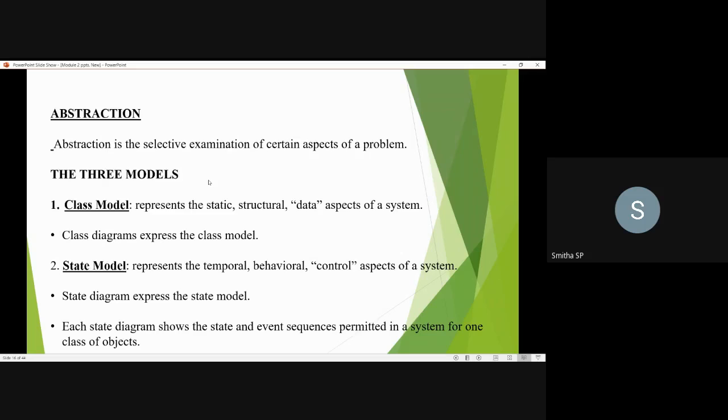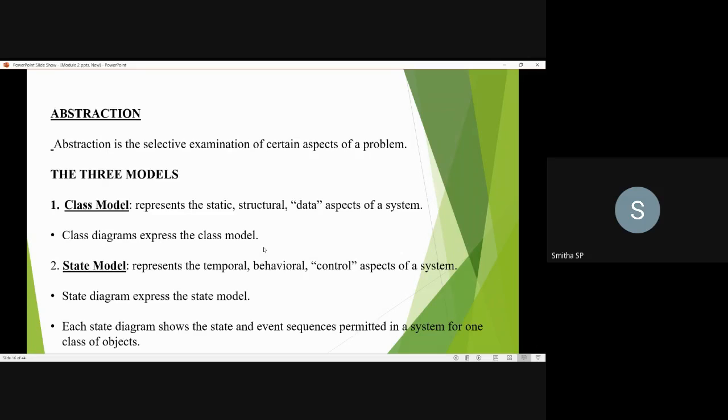The class model represents the static structural data aspects of a system. Class diagrams express the class model. The class model describes the structure of an object in a system. It describes its identity, its relationship with other objects, the attributes of the object, and its operations. All these things will be described by the class model.